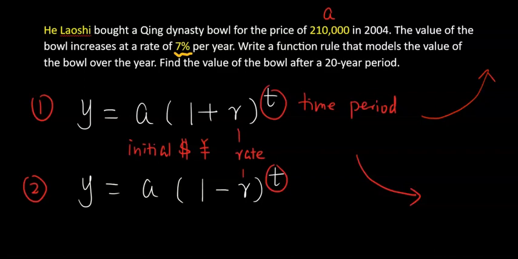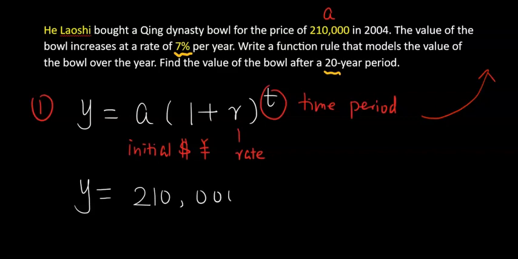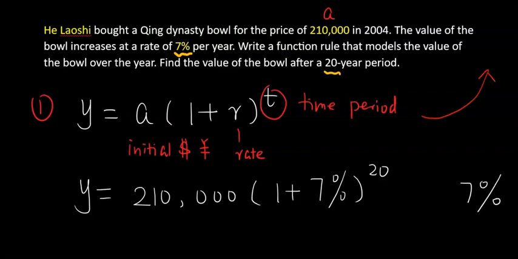Write a function rule that models the value of the bowl over the years. Since it's exponential growth, we're going to keep our exponential growth formula here. And then we're going to find the value of the bowl after a 20 year period. 20, this is our T. Okay, let's substitute all the values we just found in the word problem. Y is, our initial price is, and the growth rate is 7%. Time period is 20.